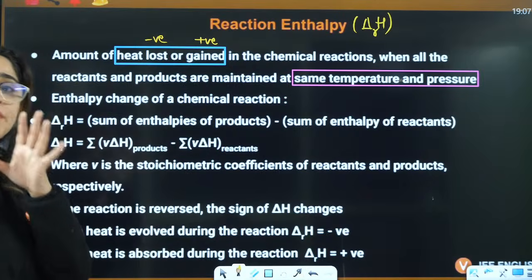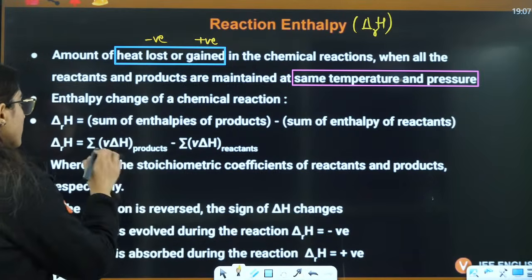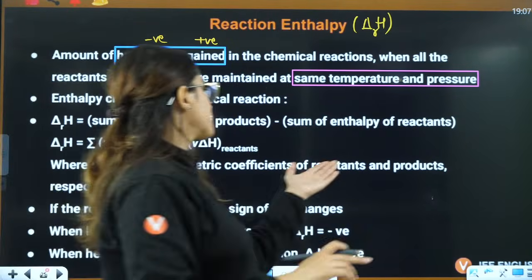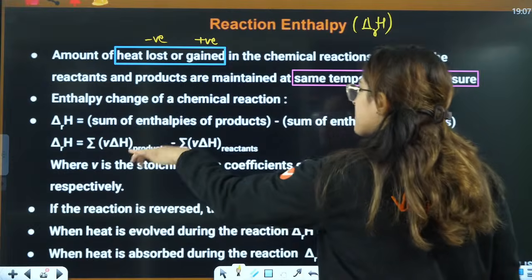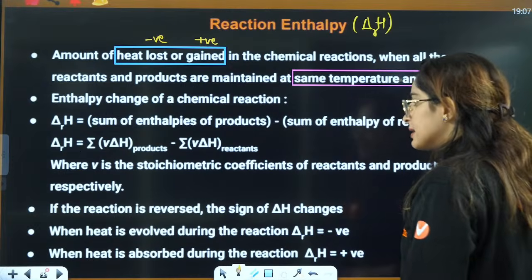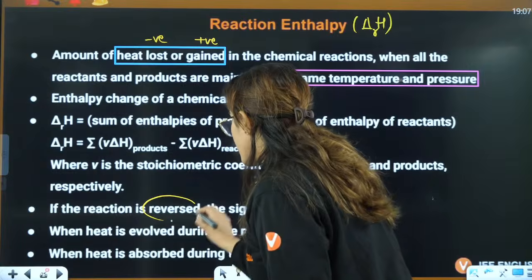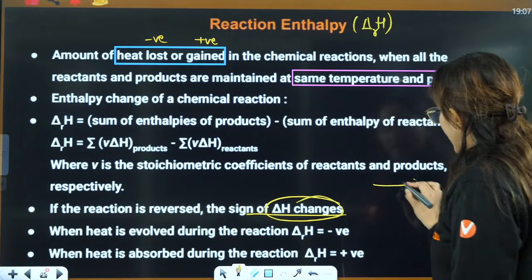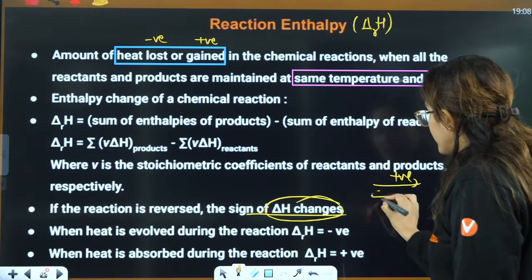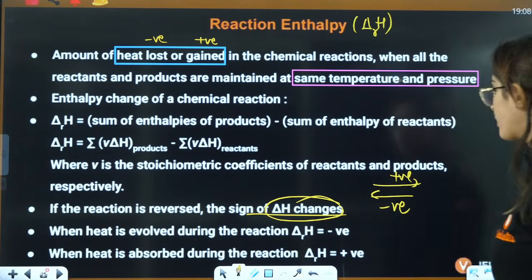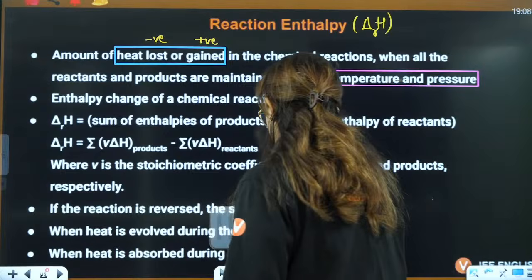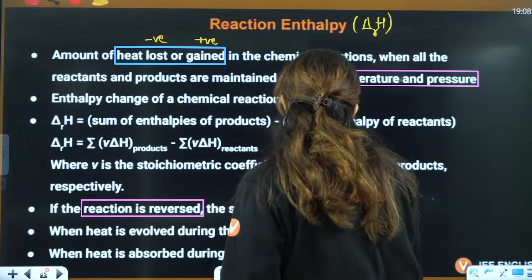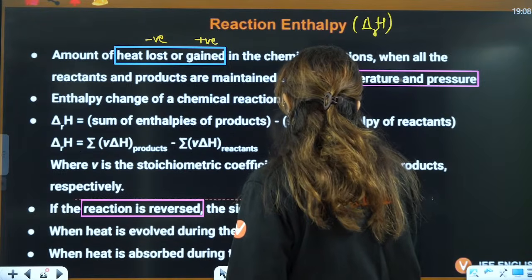If enthalpies are given, right? So it will be product minus reactant, where V is the stoichiometric coefficient. Always remember this is product and this is reactant. If the reaction is reversed, then the sign of delta H is also reversed. If a forward reaction is positive, the backward reaction will be negative. So if the reaction is reversed, delta H is also reversed for that reaction.